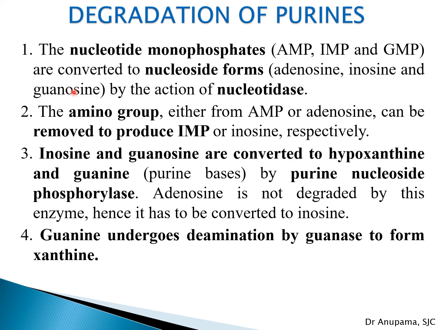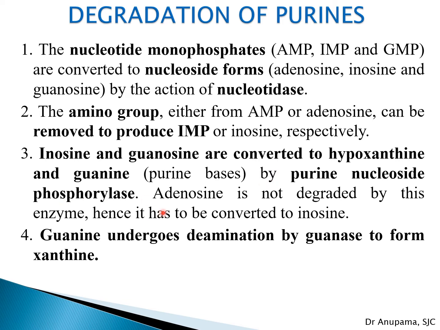Now let us study the degradation of purines. The nucleotide monophosphates, that is AMP, IMP and GMP, are converted to nucleoside forms, that is adenosine, inosine and guanosine, by the action of nucleotidases. The amino group either from AMP or adenosine can be removed to produce IMP or inosine respectively. The inosine and guanosine are converted to hypoxanthine and guanine by purine nucleoside phosphorylase.